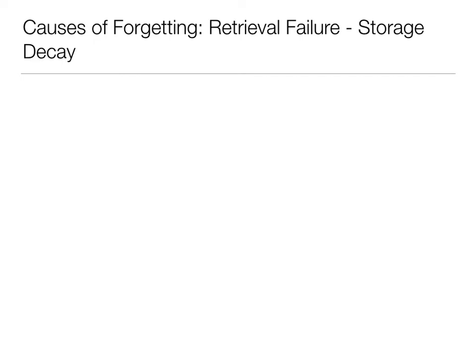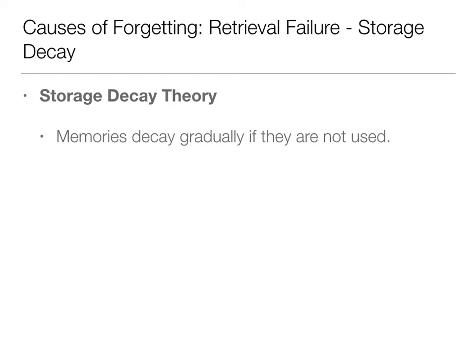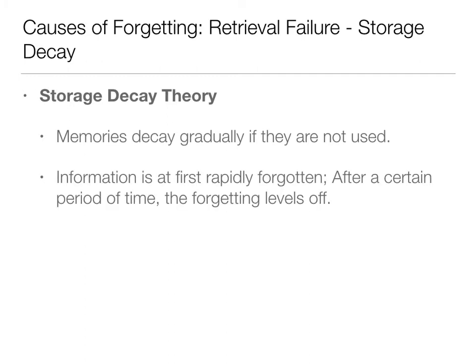Okay, so another kind of retrieval failure that we can have is storage decay. And this is the idea that memories just gradually decline and fade away and decay if they're not used, right? So just like something can rot, it's kind of the same idea that your memory can decay away. When we first learn something, there's a really rapid fall off of that information. And then after a certain period, that kind of levels off.